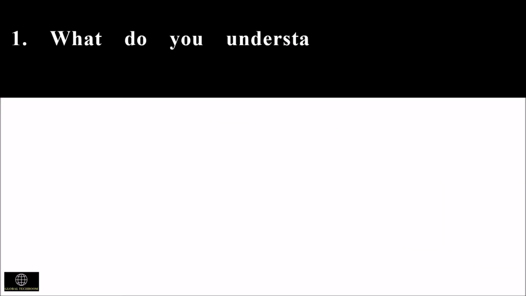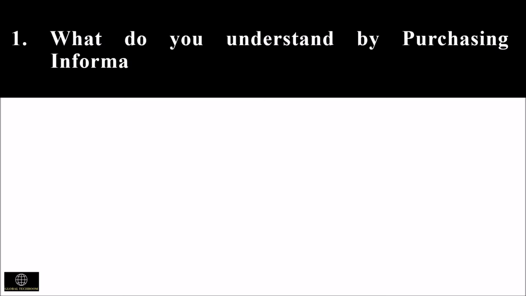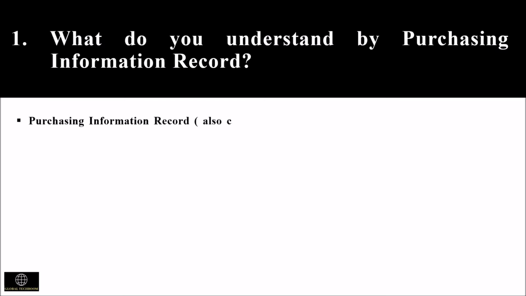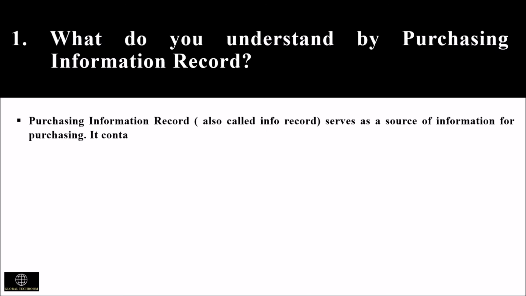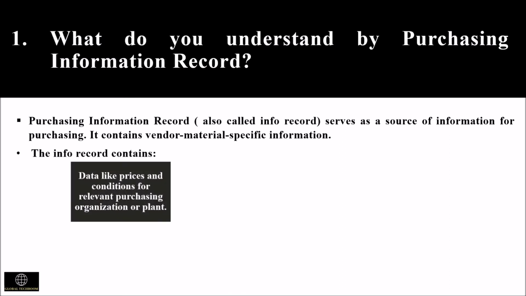What do you understand by Purchasing Information Record? Purchasing Information Record, also called as Info Record, serves as a source of information for purchasing. It contains vendor material specific information. The info record contains data like prices and condition for relevant purchasing organization or plant.